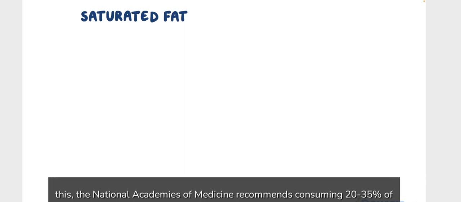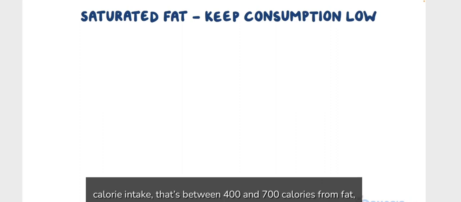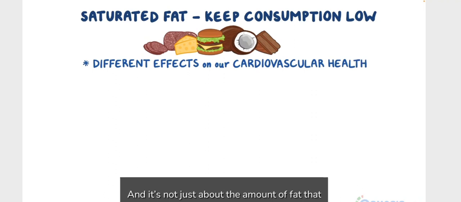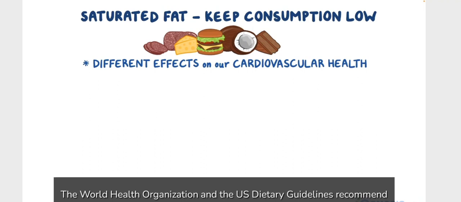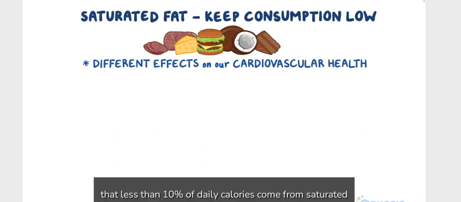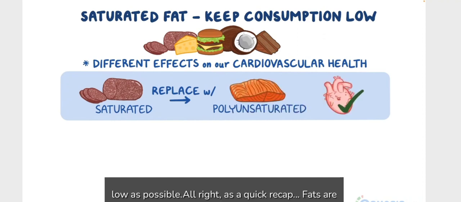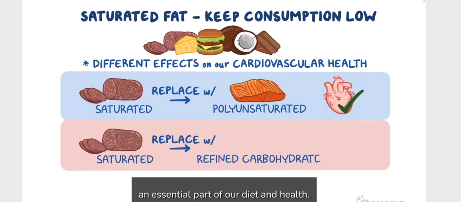The impact of saturated fat on cardiovascular health is a little more complex. Generally speaking, it's recommended to keep consumption of saturated fat low. But just like with unsaturated fats, there are different types of saturated fats. Evidence suggests that different types of saturated fatty acids might have different effects on our cardiovascular health. Evidence also suggests that the health impact of reducing or replacing saturated fat in the diet depends on the nutrient that replaces it. For example, replacing saturated fat with polyunsaturated fat has been shown to benefit cardiovascular health, whereas replacing saturated fat with refined carbohydrate has not.